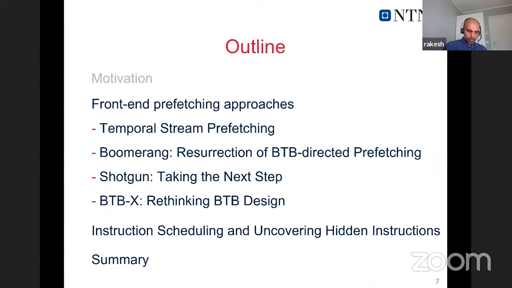So in this talk, I will mainly focus on what was the state of the art when we started working in this direction and what our contributions are, specifically Boomerang, Shotgun, and BTBX. Then towards the end of the talk, I will slightly touch upon instruction scheduling, how we can make it more energy efficient, and what hidden instructions are and how to find them and what their implications are.